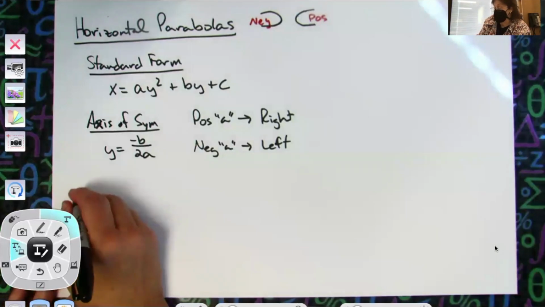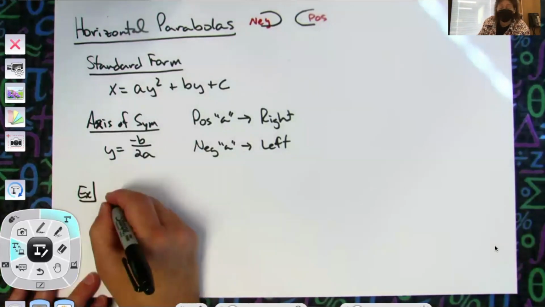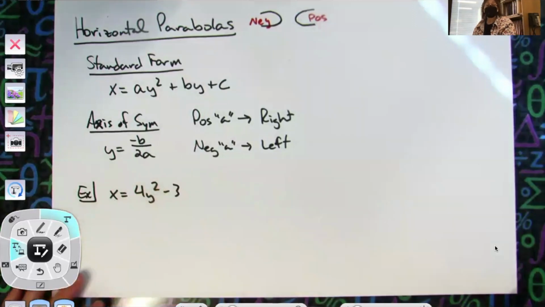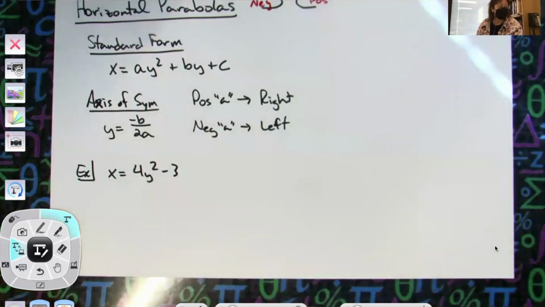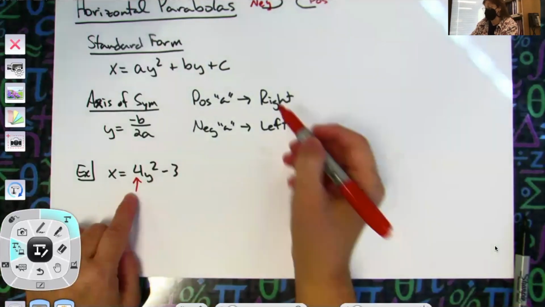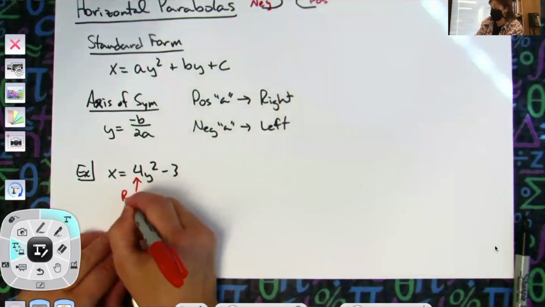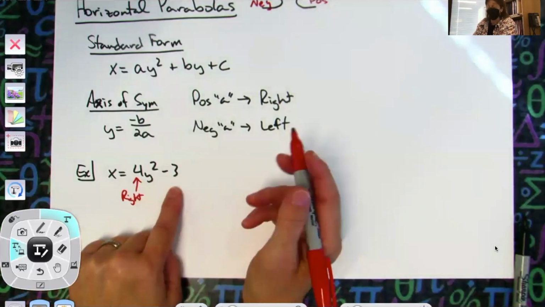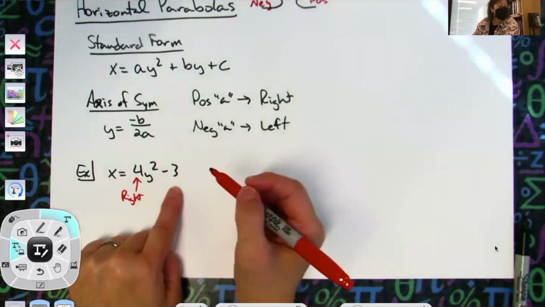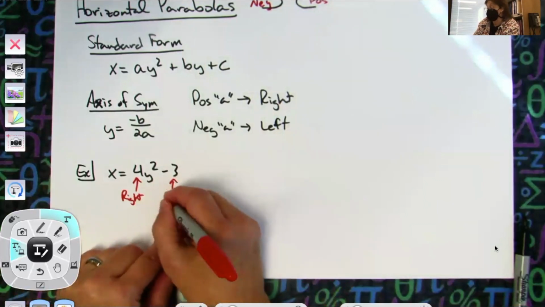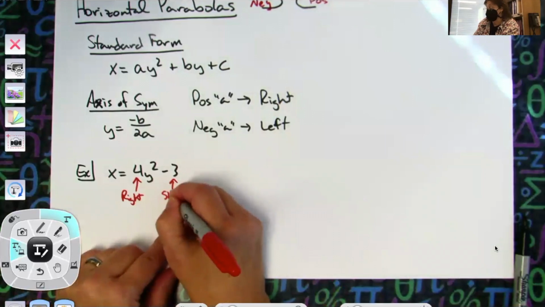See what it looks like when we sketch. Let's do X equals 4Y squared minus 3. We sketched those last year. Hopefully you're still pretty good at that. The 4 is going to tell me what? Positive 4, so it's going to open to the right. There's no Y term, so I did this one on purpose. That negative 3 is going to tell me that it's going to shift to the left.